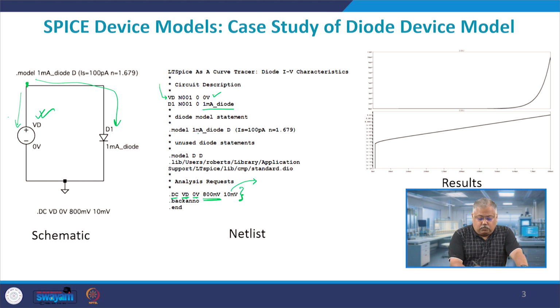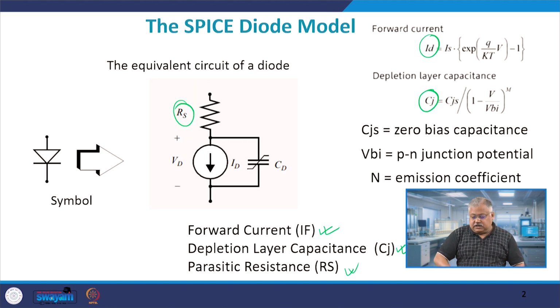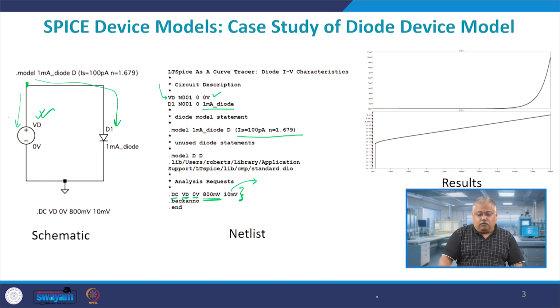When I call .model 1milliamp diode D and set Is equal to 100 picoampere and an ideality factor of 1.6, it tells me that the reverse saturation current is 100 picoamperes, and the ideality factor, which is m in the previous graph and which we referred to as n in some cases, is given by 1.679. So, how can you fix this value? Well, an arbitrary default value is already given to it.